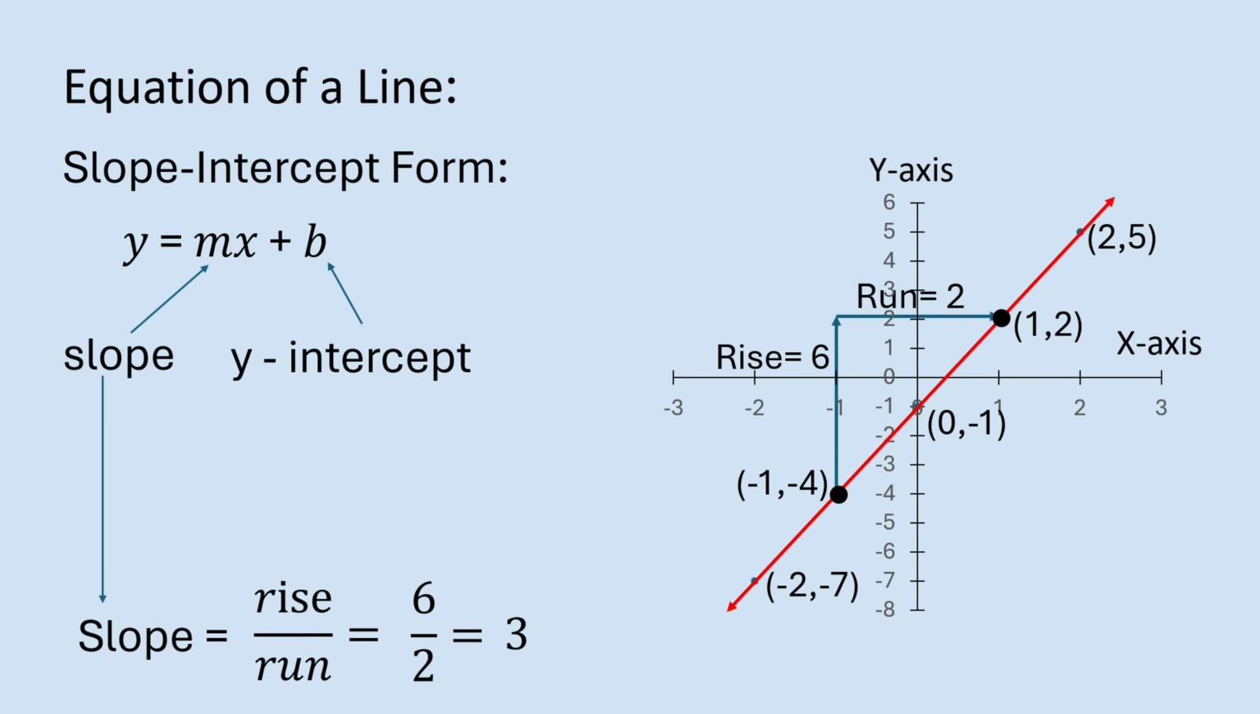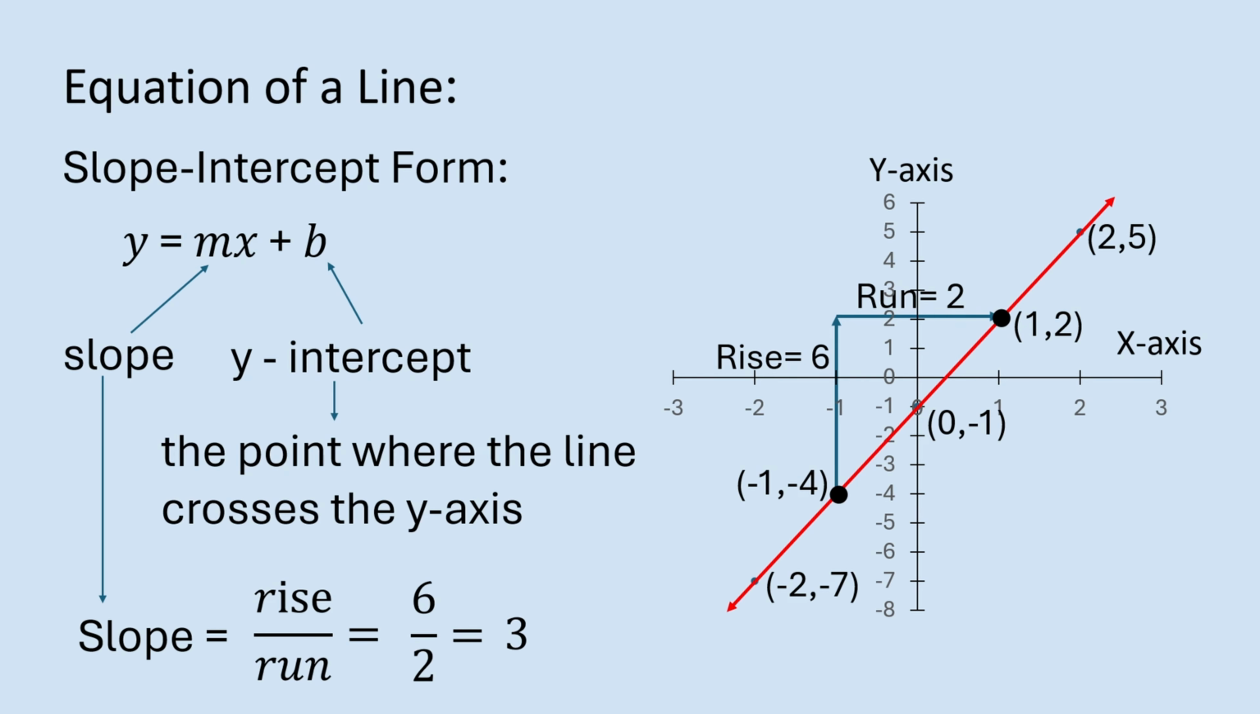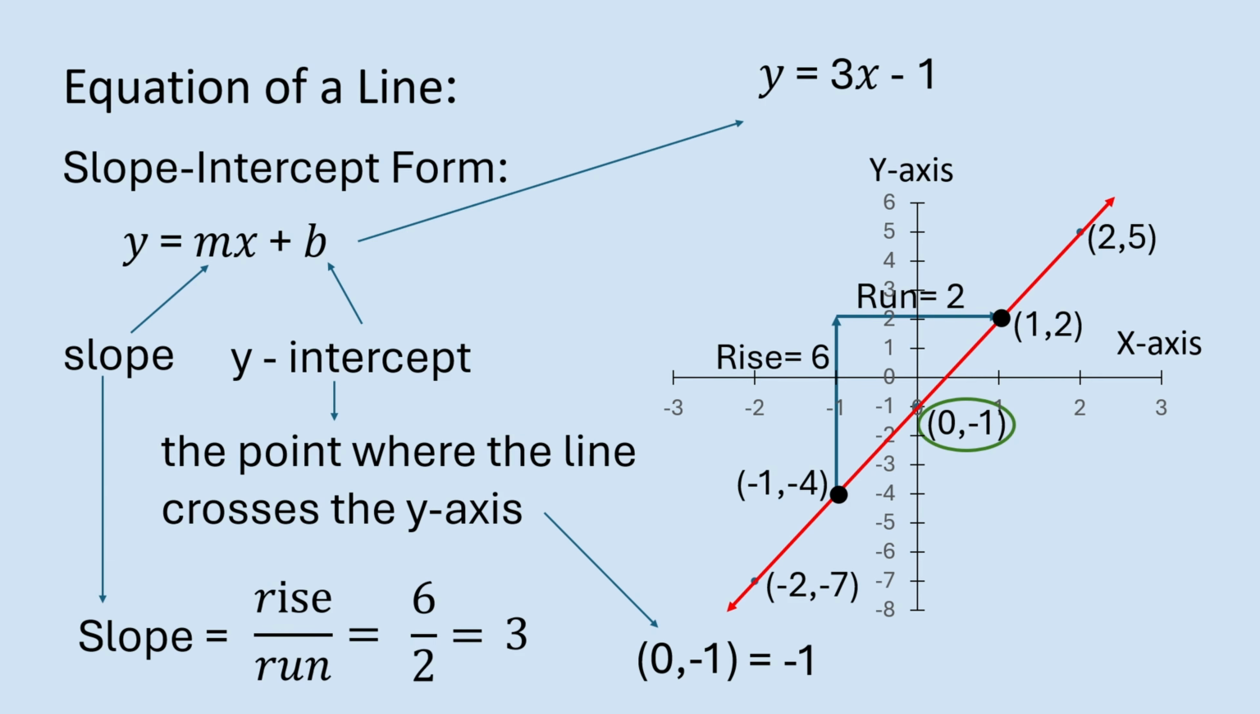Now b. b is the y-intercept, the point where the line crosses the y-axis. Here we can see the point (0, -1) crosses the y-axis. So b = -1. It is the y-intercept. So now we will put the m and b value in the slope-intercept form. So y = 3x - 1.